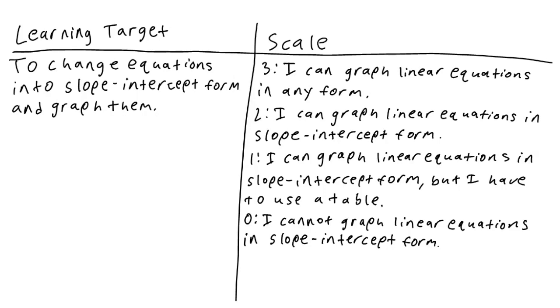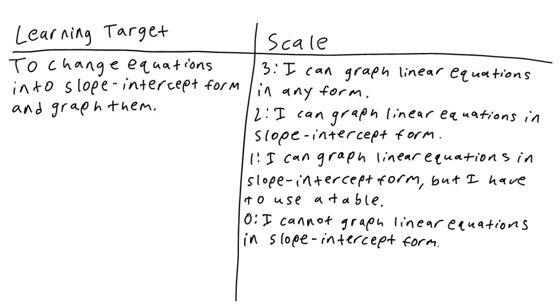The learning target for today is to change equations into slope-intercept form and graph them. You're a 3 if you can graph linear equations in any form. So that means they can be in any form, but you're able to turn them into slope-intercept form and then graph them. You're a 2 if you can graph linear equations if it's already in slope-intercept form.